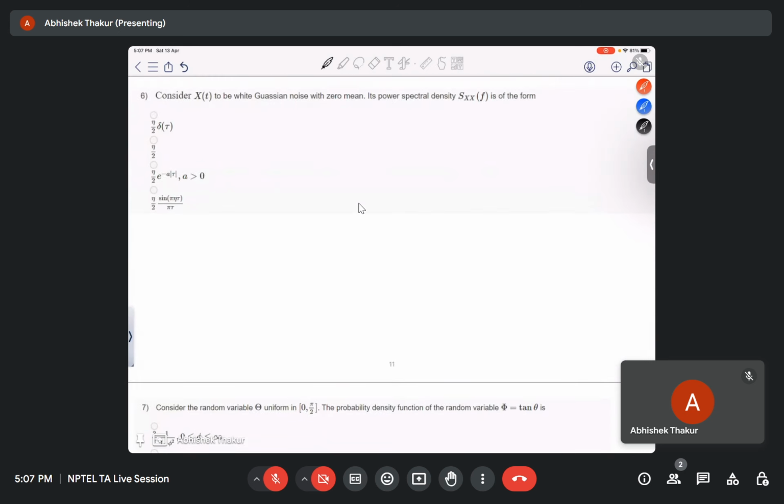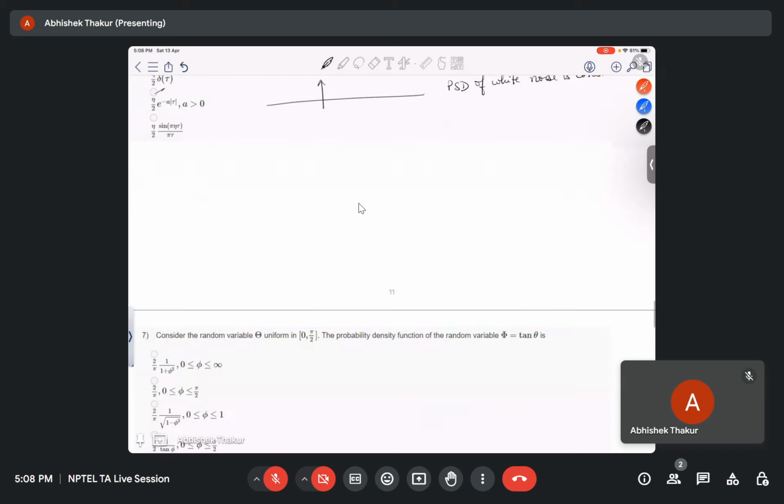Consider X(t) to be a white Gaussian noise with zero mean and its power spectral density S_xx(f) is of the form N/2. So the power spectral density of white noise is constant. So option D is the correct answer for this question.